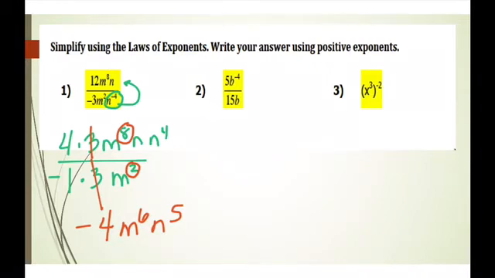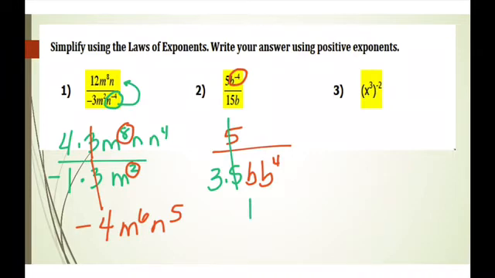Okay, let's try number 2. Okay, 5b to the negative 4th. Notice that b has the negative exponent, but 5 does not have a negative exponent. So 5 will be staying where it is. b is going to come down to the bottom. 15 is fine where it is, and b is fine where it is. So 5 and 15, since 15 is 3 times 5, the 5's will cancel. I'll be left with 1 on the top. You never have 0 on the top. It's going to be 1 if everything cancels. And then 3 times b to the 5th power. So that's how you would write your answer.